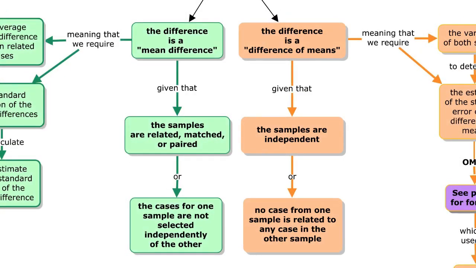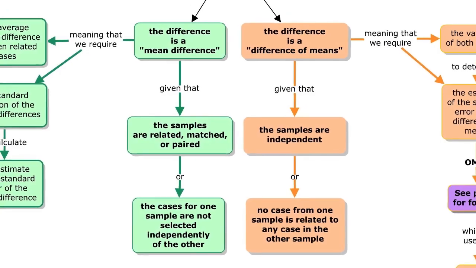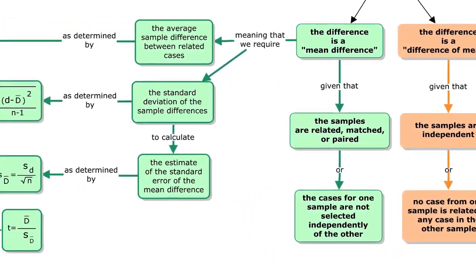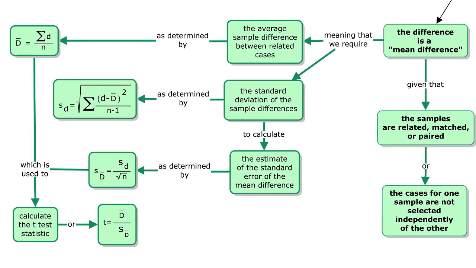So let's look at the case where the samples are related, matched, or paired. In other words, we're looking at a mean difference. We need to know a few things now. We need to know the average sample difference between related cases. And this is determined by a particular formula. Big D bar is equal to the sum of all the differences divided by the number of samples in each sample. We also need to calculate the standard deviation of the sample differences.